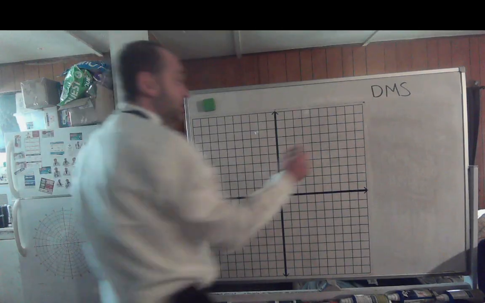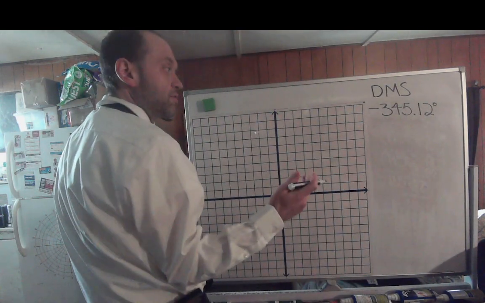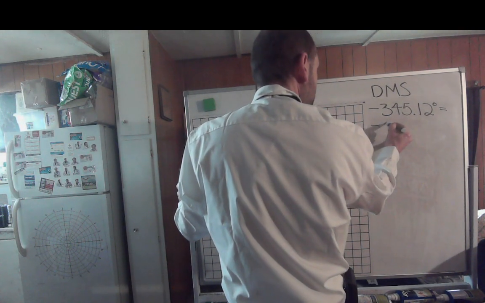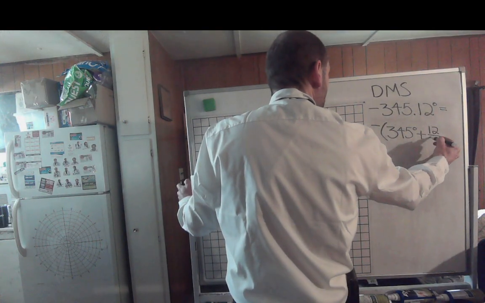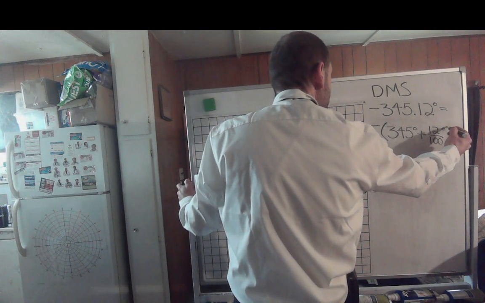Let's see. We have negative 345.12 degrees. So again, put a negative sign, then do some parentheses. This would be 345 degrees plus 12 out of 100 degrees, which is going to be the same.